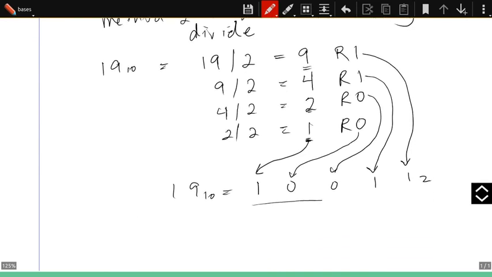10011. So this is another method of converting from decimal to another base. We divide until the final quotient is less than the base, and we keep track of the remainders. The answer is formed by starting with the last quotient, and then we add on the remainders in the reverse order that we got them, and that gives us our number in the other base.